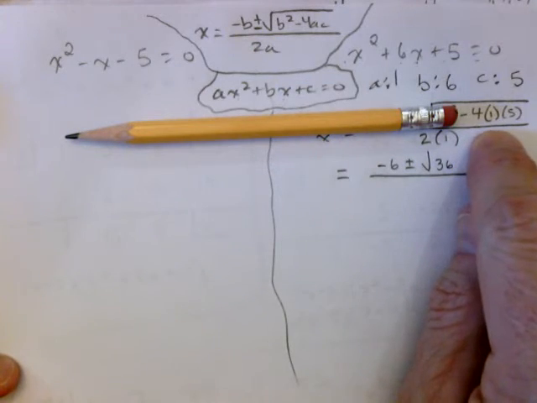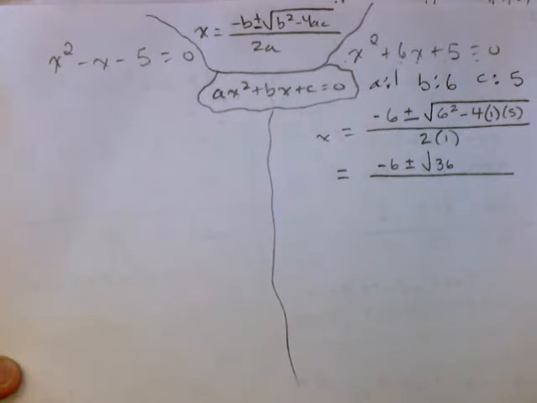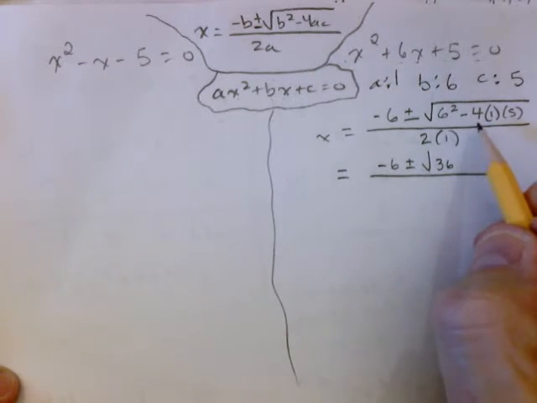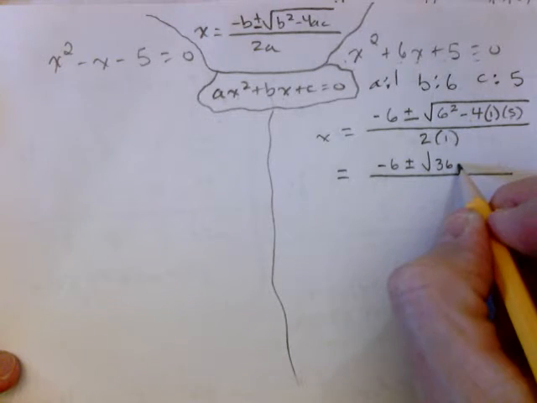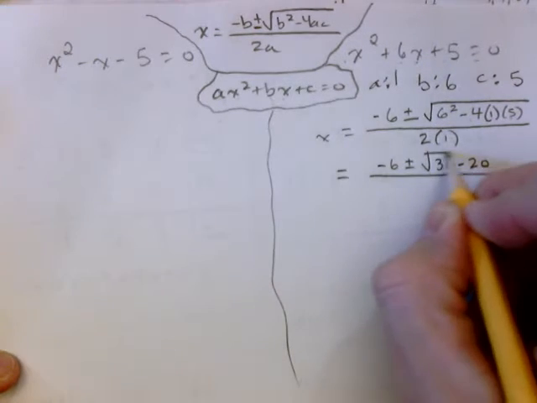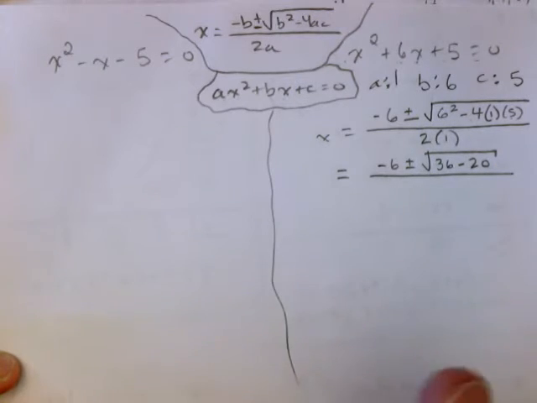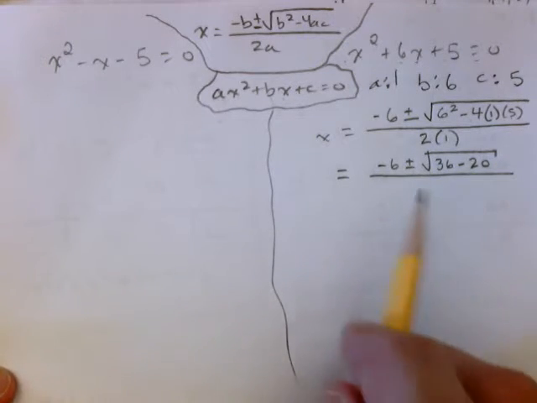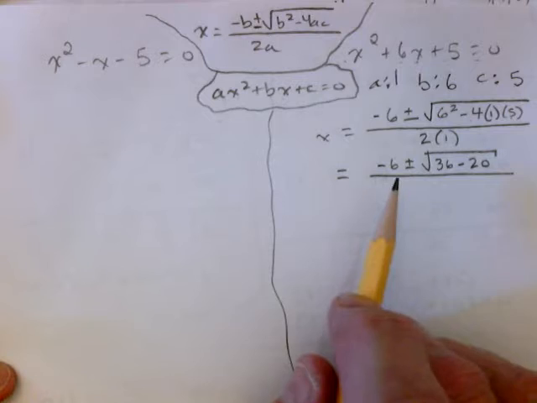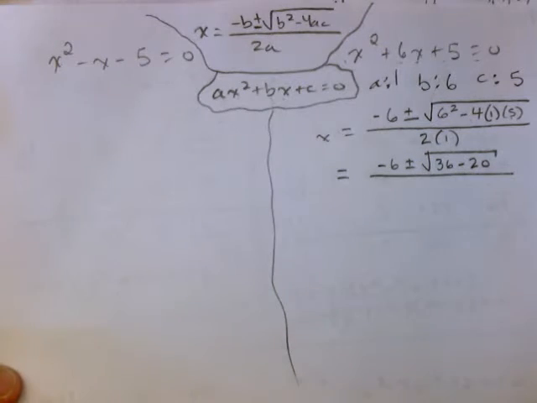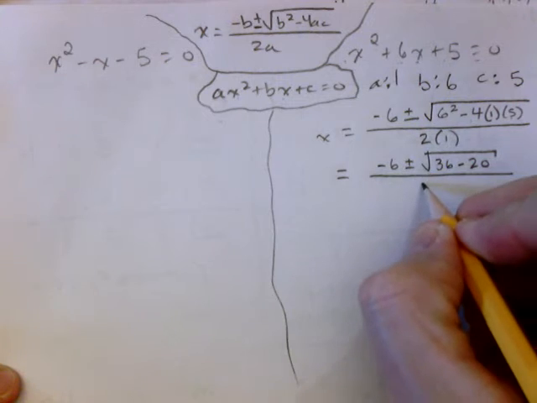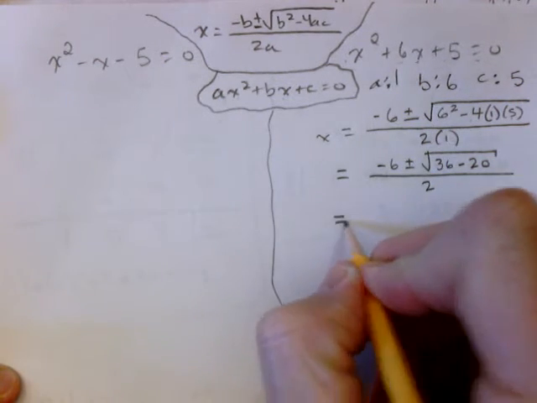Negative 4 times whatever a is times whatever c is. And then write that product with its sign. So we have negative 4 times 1, which is negative 4, times 5, which is negative 20. So I'm going to write negative 20. For my students that do make errors with their calculations or arithmetic using the quadratic formula, that's typically where it happens. The wrong sign here throws everything off. And then 2 times 1 is 2.